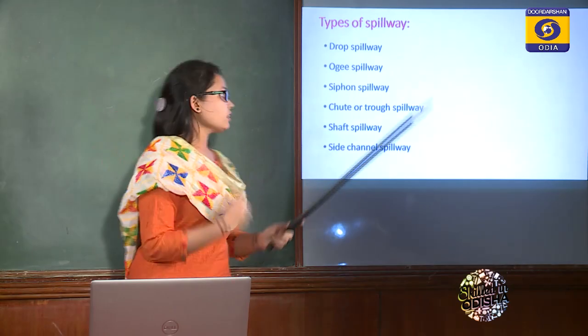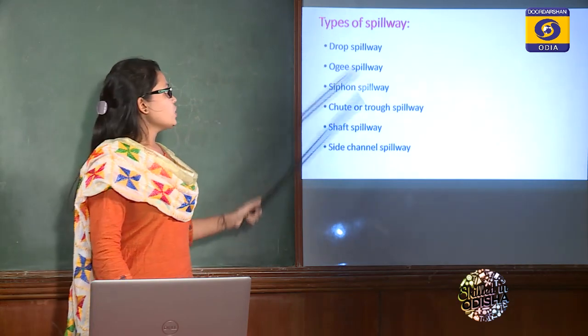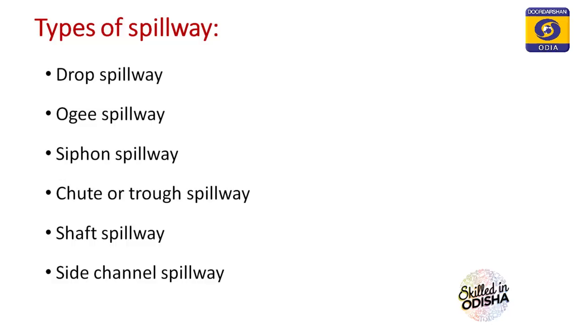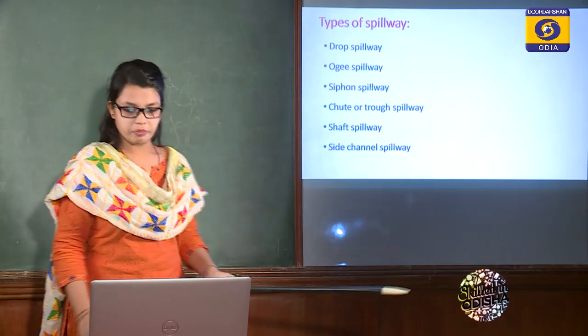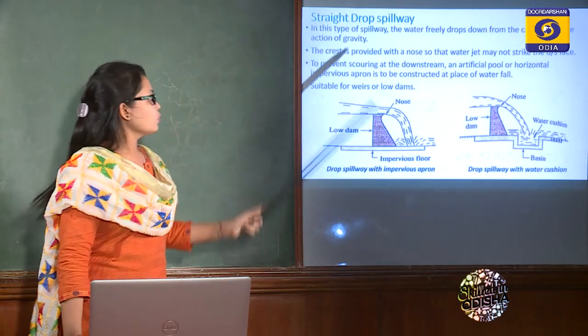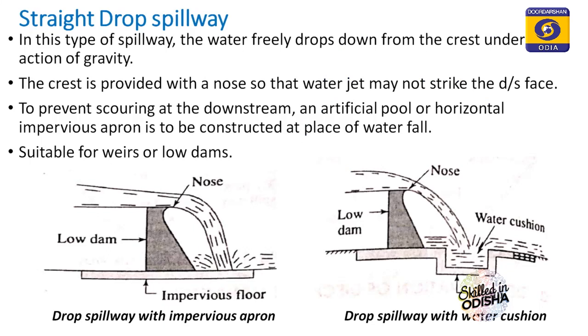Then let's come to see what are the types of spillway. So: drop spillway, OG spillway, siphon spillway, chute or trough spillway, shaft spillway and side channel spillway. We will discuss each of them. First of all, come to drop spillway, or that is called the straight drop spillway. In this type of spillway, the water freely drops down from the crest under the action of gravity.